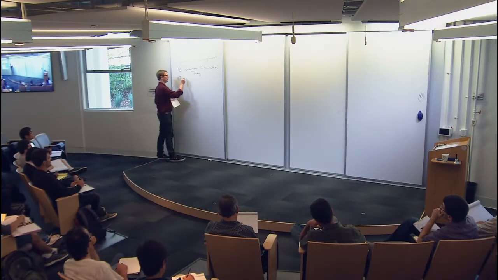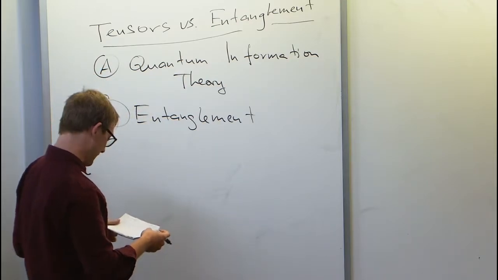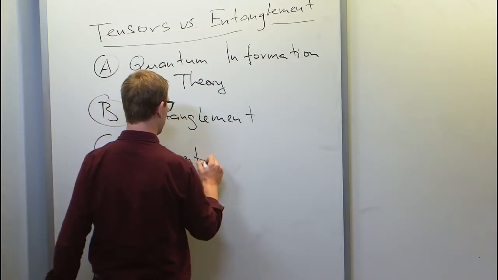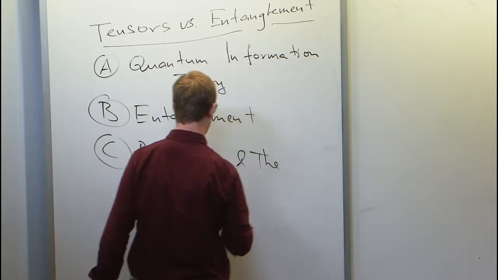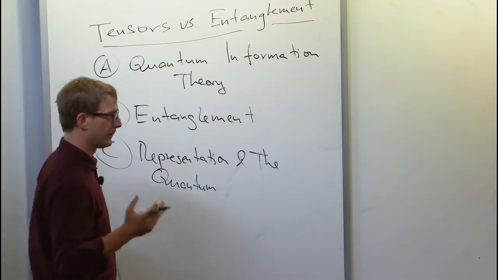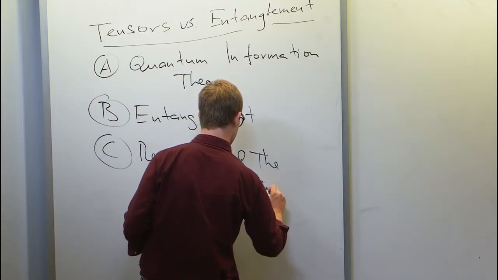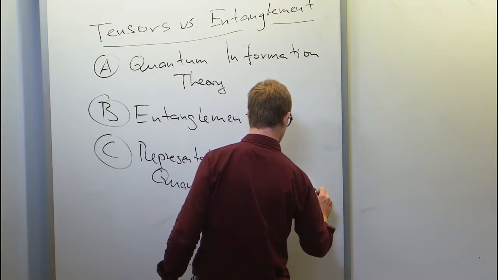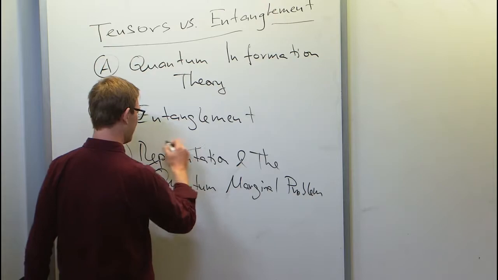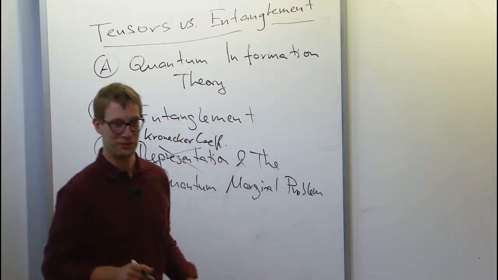Then I want to tell you specifically about entanglement. And the last one I call representation theory and the quantum marginal problem. This is a problem which is at the heart of the connection between quantum information theory and maybe the topic of this program here. I'll tell you later what that problem is. Actually, I wanted to rename it and call it Kronecker coefficients, so it fits closer to what people think about it.